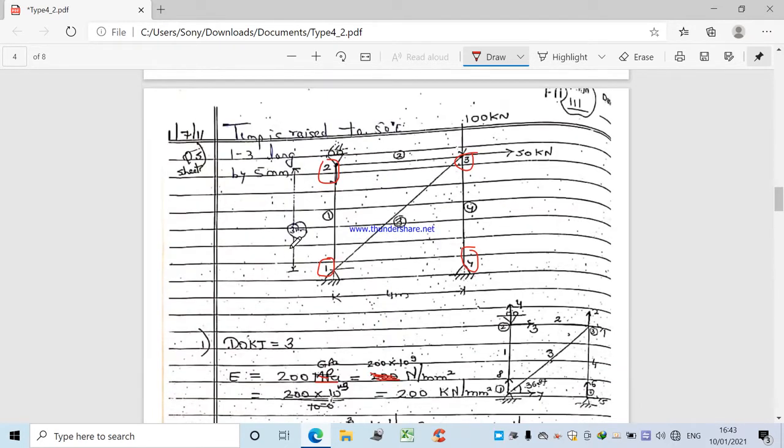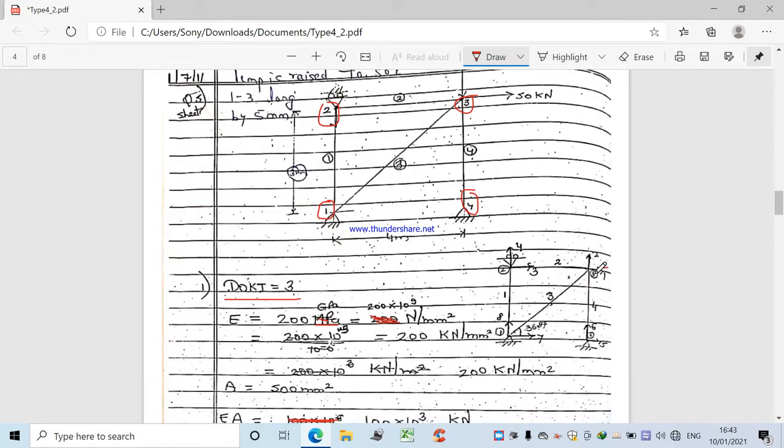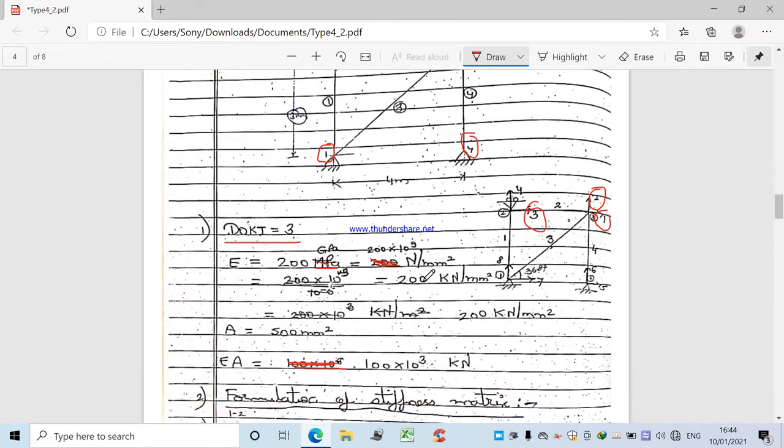So first of all, the very first step is to calculate the DOF. As we see, joints 1 and 4 are fixed supports, and joint 2 is a roller support. Therefore the unknowns will be formed at joint 3, so we will start writing the unknowns from here. 1, this is 2, and this horizontal one is 3, and the rest, that is 4, 5, 6, 7, 8, will be known to us. So the DOF will be 1, 2 and 3.